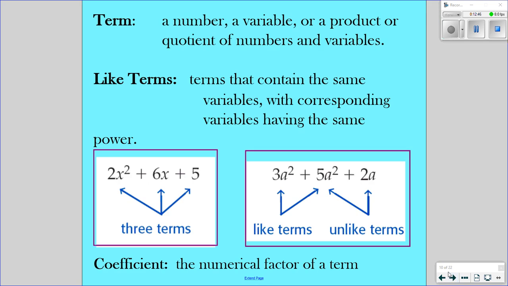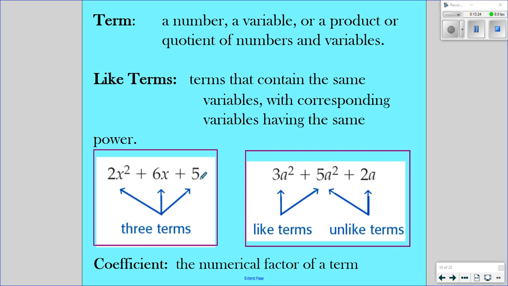So terms, you need to know what a term is. It could be a number, a variable, or a product or quotient of numbers and variables. Like terms, like means same: terms that contain the same variables with corresponding variables having the same power. For example, we have 3 terms. What makes a term a term? They're separated by a plus, a minus, any operation. So we've got 2x squared, that's one term, 6x is the second, and 5 is the third.